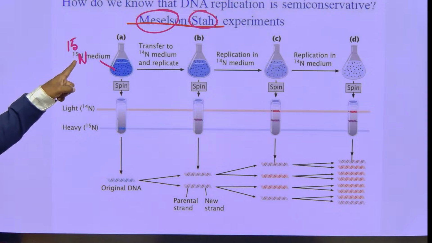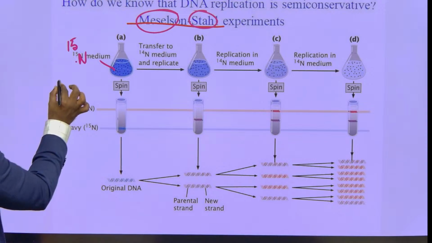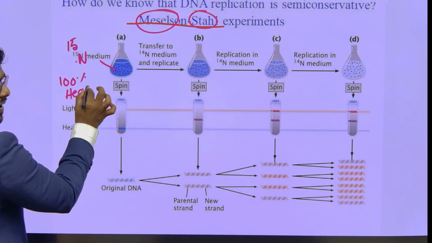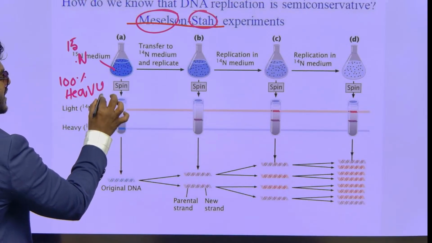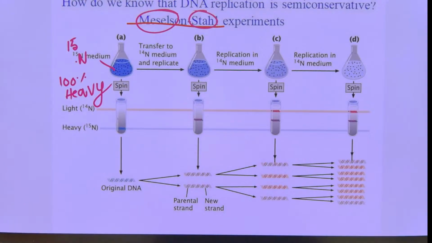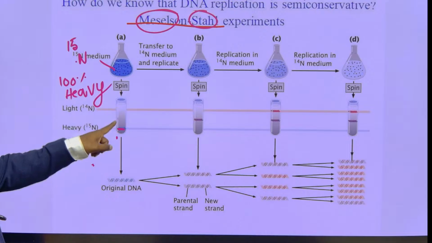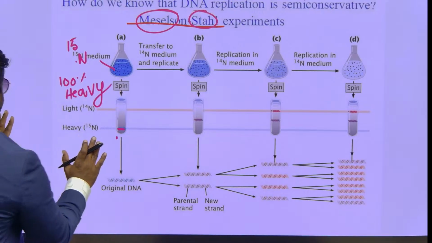Only parent DNA, correct na? Can I use the word 100% heavy? Can I also say the band will be present on the top? No, where will the band be present? Down. Correct na? The band will always be found down because it is strictly heavy. So this is the first one.